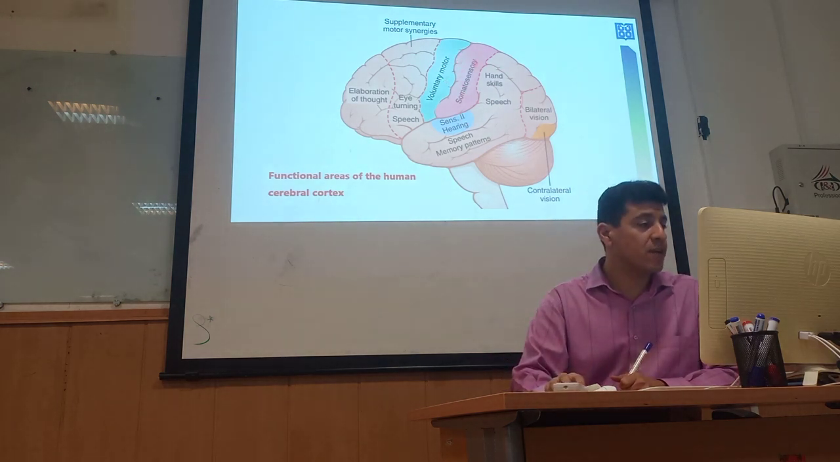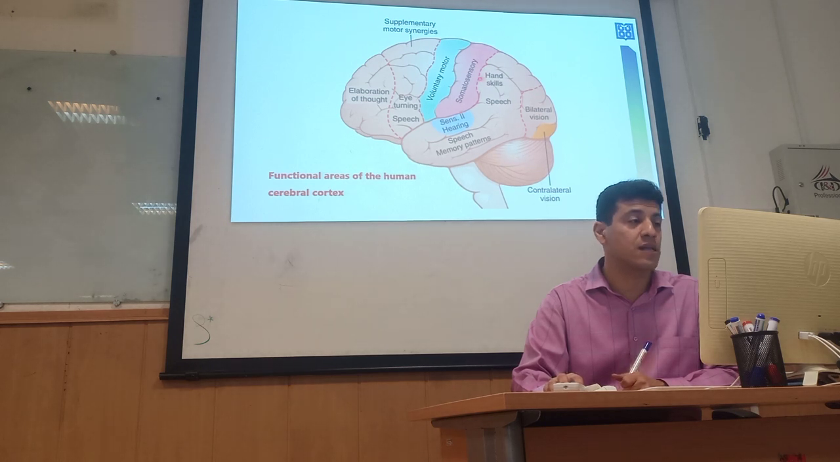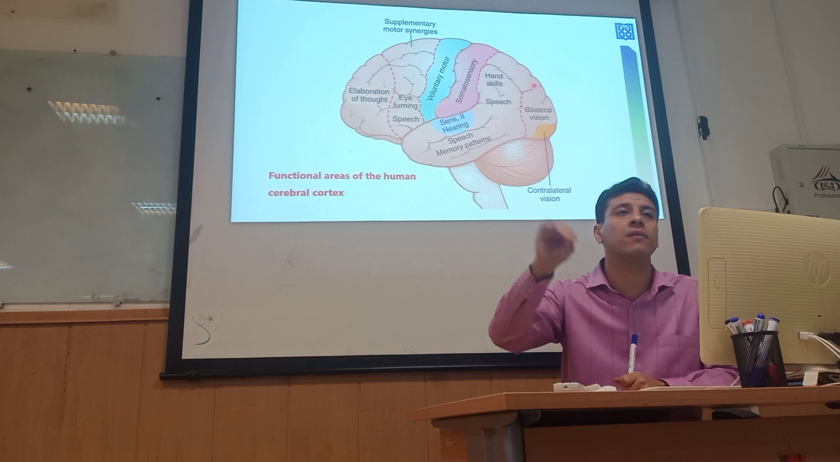Then information from here goes to the Brodmann area 5 and 7, which is the associational area for the somatosensory cortex. So it's involved in more complex features of the touch, like form and shape. So association area is involved in higher order level processing.